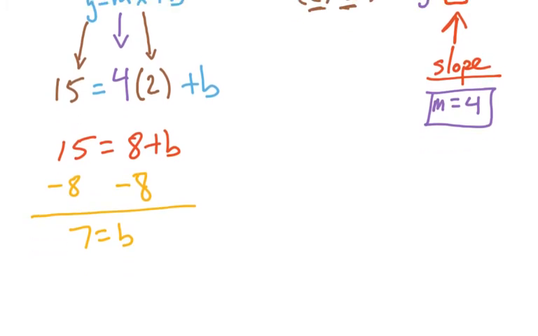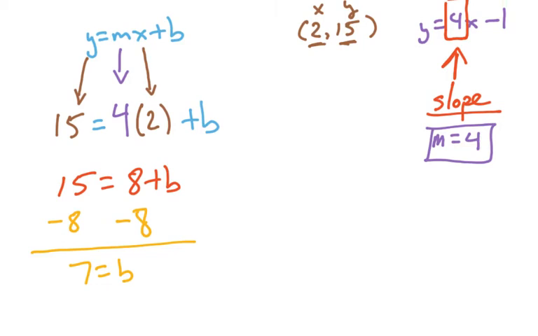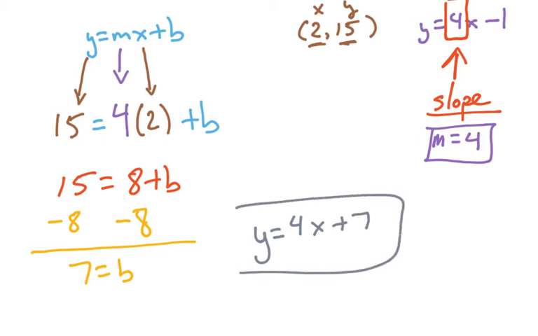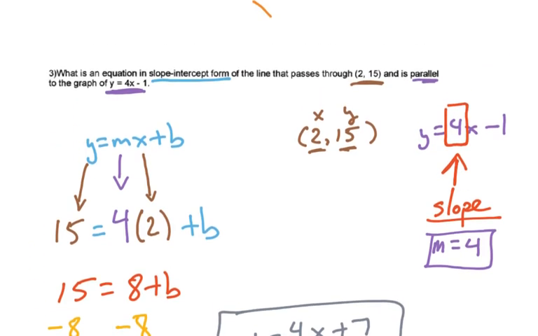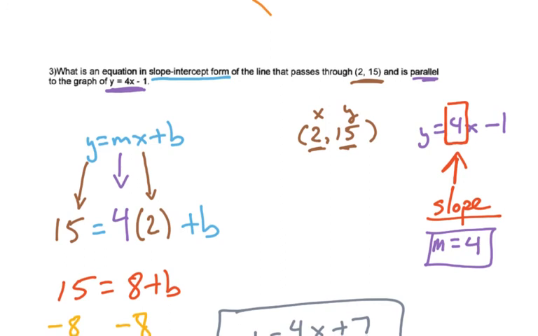Now we can put it all together. And putting it all together, we see that y is equal to the slope, 4x plus 7. And there's my answer. Okay? So very, very, very important. The only new thing that we've added from the previous classes is that parallel means it has the same slope.